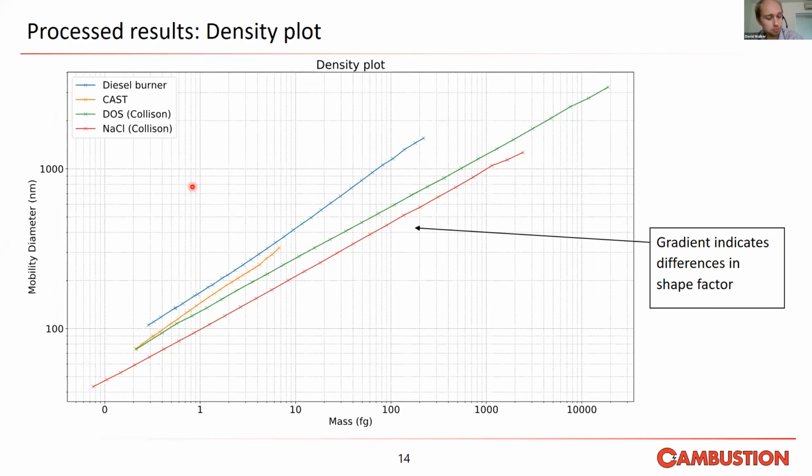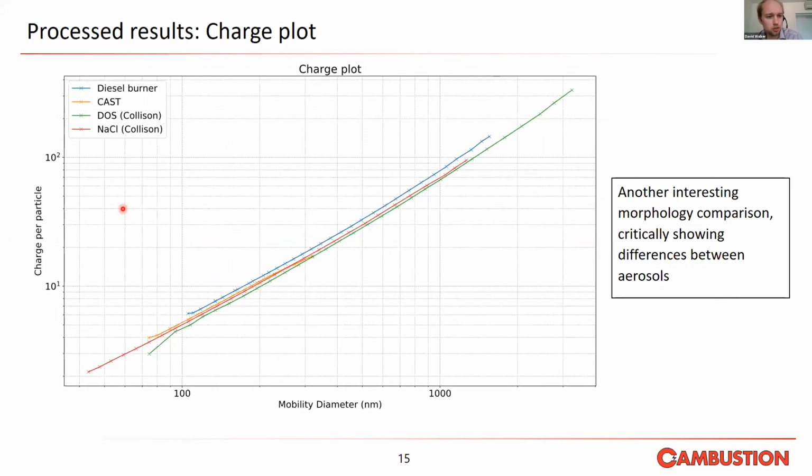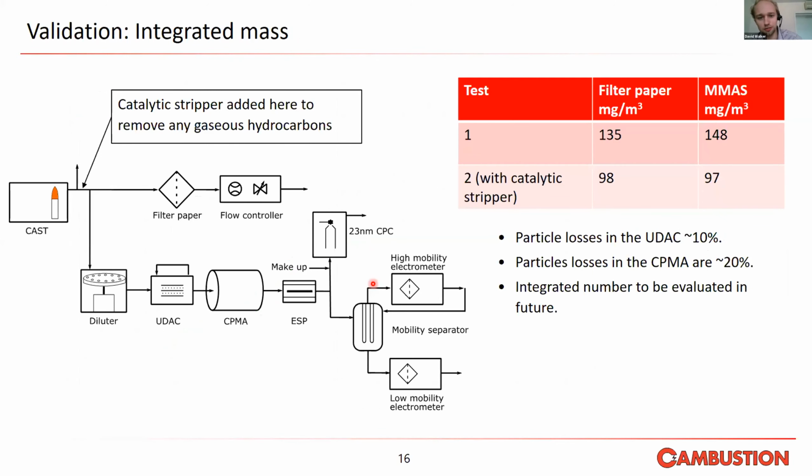Of course, we've got mass and mobility, so if we divide the two, we get the effective density of the particle, and plotted on this log-log graph, the gradients of the lines tell us about the shape factor of particles. So the two spherical aerosols have shallower lines, and the two combustion agglomerates have rather different gradients. Finally, you can also get the charge distribution out, which is perhaps less immediately interesting, but does give us some justification for needing to measure this, because even quite small differences here add up to meaningful differences in the mass and mobility diameter.